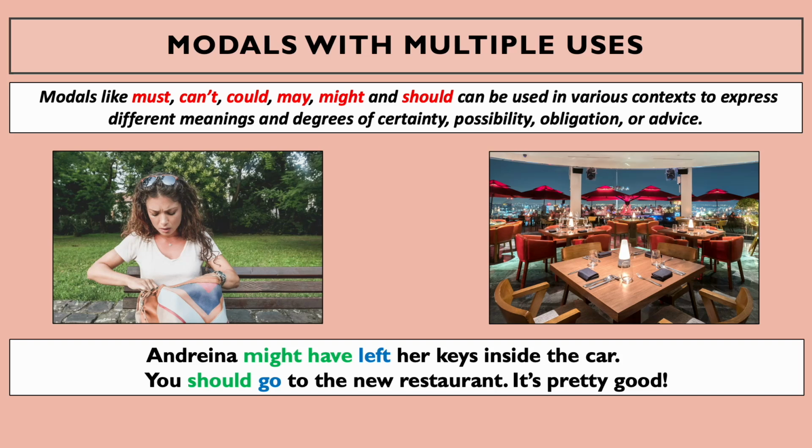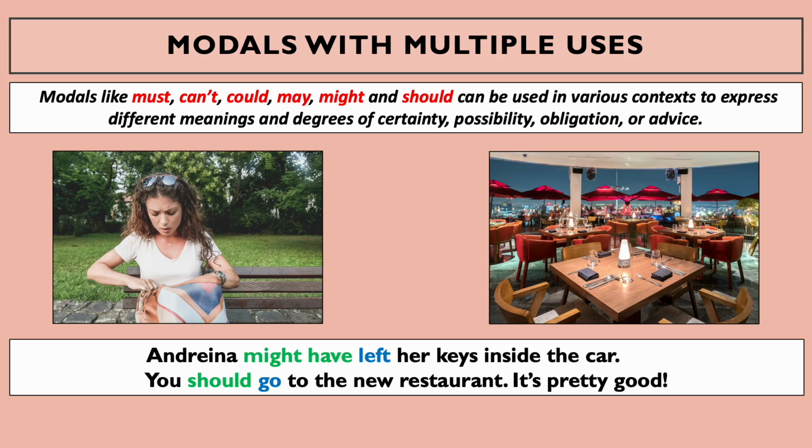It's pretty good. In the first sentence, we see a picture of a lady looking for something. In this case, she looks worried. Here, we are not sure about something, but we assume that she probably left her keys inside her car because she's looking in her purse and it seems like she's not finding what she's looking for. In this case, probably the keys. So we're using she might have left her keys inside her car because it's a supposition. We're not sure about it.